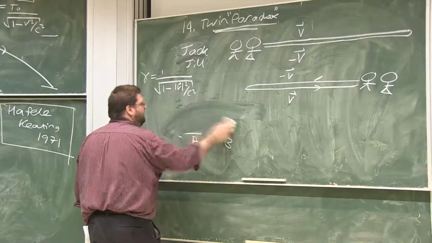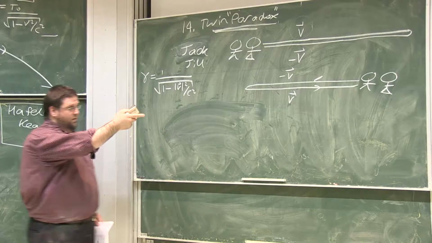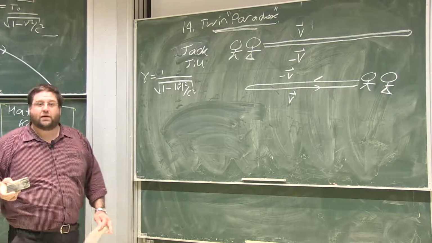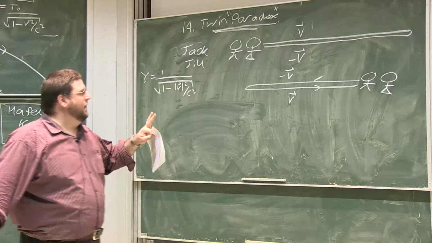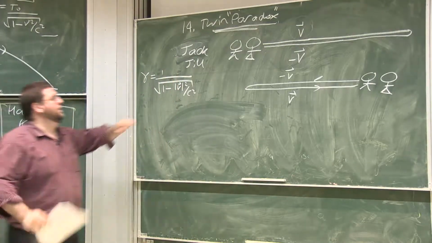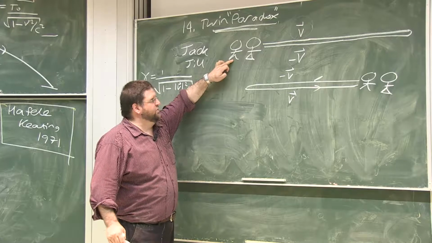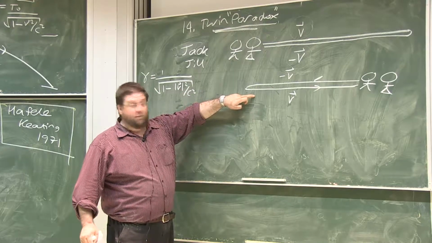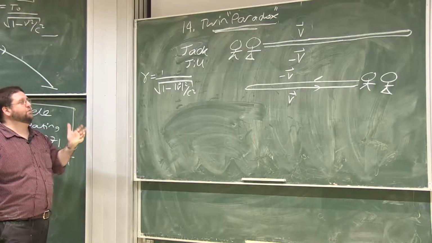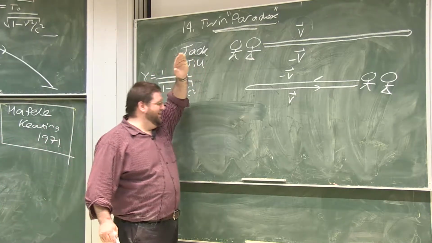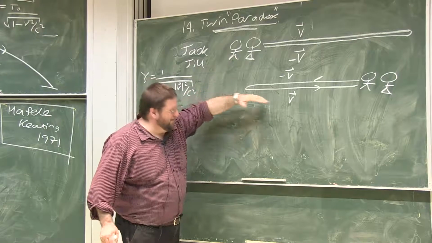Applied to the twin paradox, the second picture would lead one to conclude, by symmetry, by the relativity principle, that Jack comes back younger than Jill. This gives the opposite conclusion. Here Jill comes back younger than Jack, and here the opposite is true.